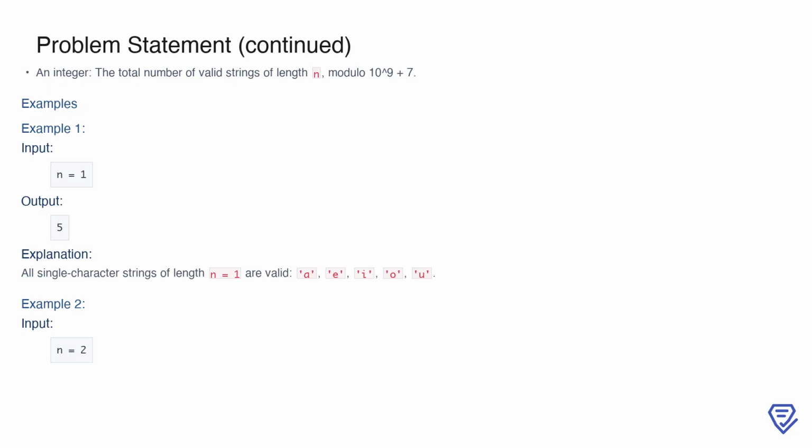Let's look at some examples to better understand the problem. For n equals 1, the output is 5. This is because, with a string length of 1, each vowel forms a valid string by itself. So the valid strings are a, e, i, o, and u. Each of these satisfies the transition rules since there are no other characters to follow them.